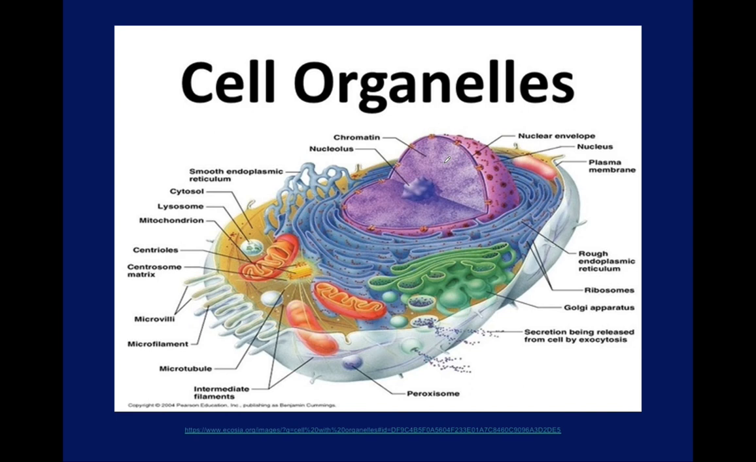The next clear structure that I want to mention to you all is the plasma membrane. The plasma membrane is considered an organ as it wraps around the cell and contains all of its structures.